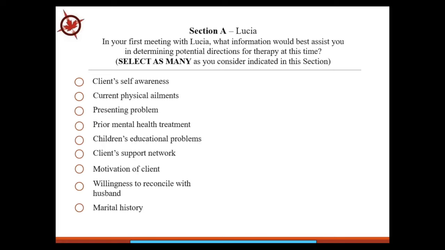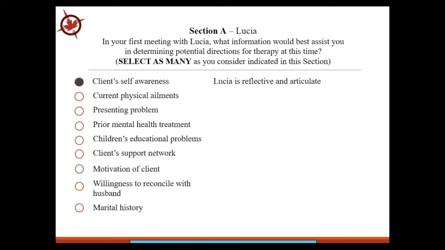So you might want to look at client self-awareness, physical ailments, presenting problem, prior mental health, etc. Now remember, what I'm showing you here on this slide is not an actual test item. It's designed just to show you how the exam works. So let's say, for instance, that you read that STEM and you say to yourself, in your first meeting with Lucia, what information would best assist me in determining the potential direction? Okay, I'm going to pick this one. I'm going to pick client self-awareness. Now, I can't unclick that. That's forever.